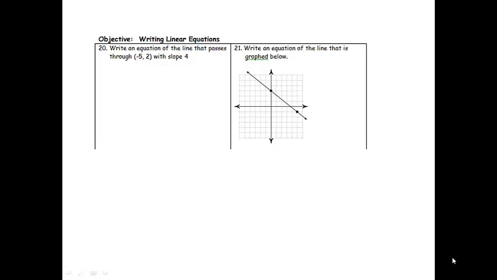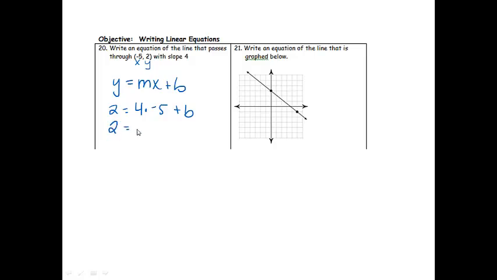Okay, this objective is writing linear equations. Number 20, write an equation of the line that passes through (-5, 2) with slope 4. So I'm going to have this x and my y. I know if I'm going to have a linear equation, I need y = mx + b. My y is 2, my m is 4, my x is -5, plus b.